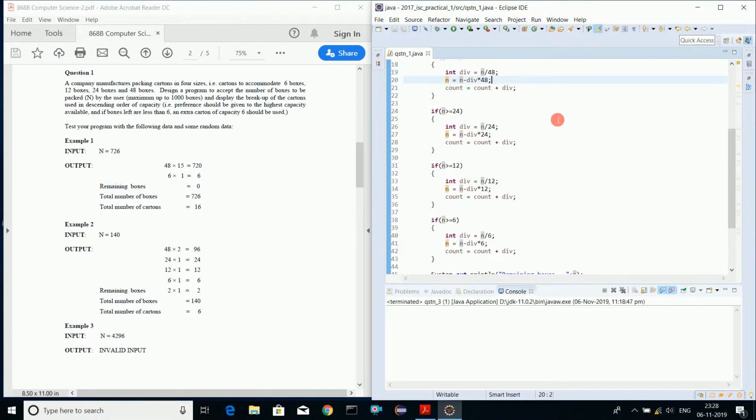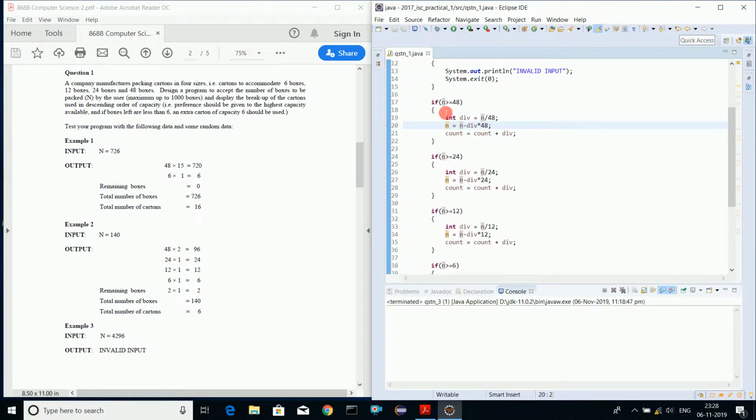Suppose, for the first example here, you can see basically 726 is being used. 726 by 48 will give 15, that is 720. The new n will be 726 minus 15 into 48, so the new value of n will be 6, and count equals 0 plus 15. The new value of count is 15 and n equals 6.